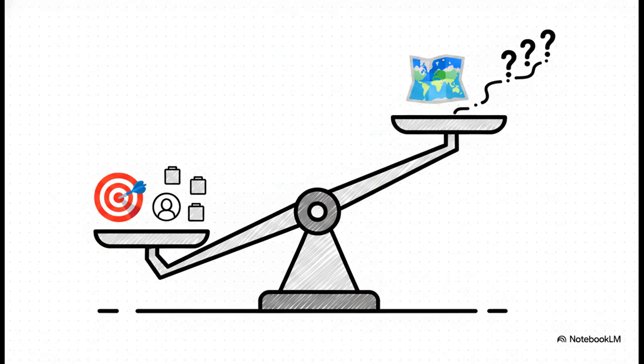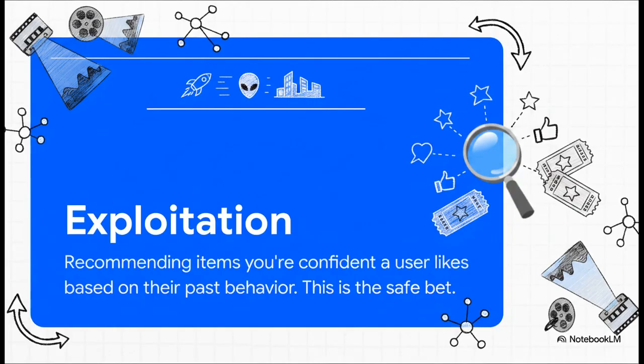So, exploitation is pretty much what it sounds like. It's the safe bet. The system knows you love watching sci-fi movies from Christopher Nolan, so it shows you another one. It's a high probability win, right? It's exploiting the knowledge it has about you to serve up something it's almost certain you're going to like.